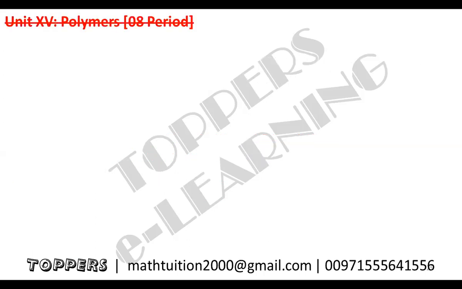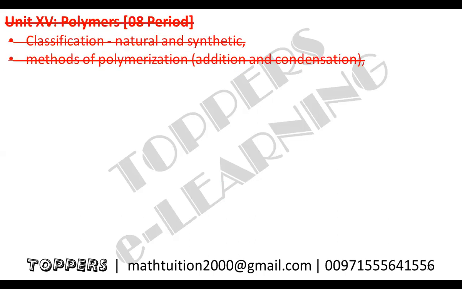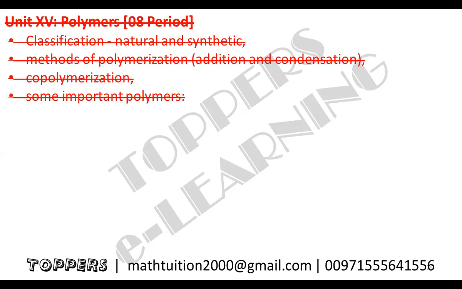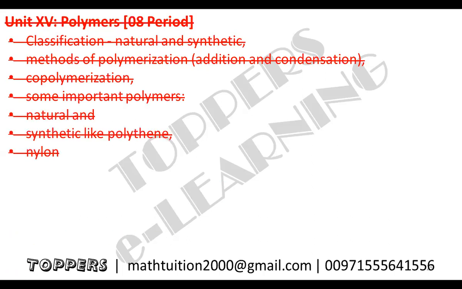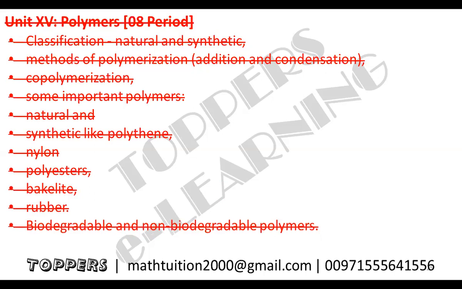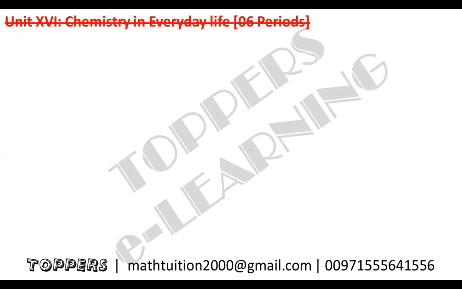Unit 15, polymers, completely removed. Nothing is there. Classification, natural and synthetic, methods of polymerization, addition and condensation, copolymerization, some important polymers, natural and synthetic, polythene, nylon, polyesters, bakelite, rubber, biodegradable and non-biodegradable polymers, completely removed. Unit 16 also completely removed. Chemistry in everyday life.